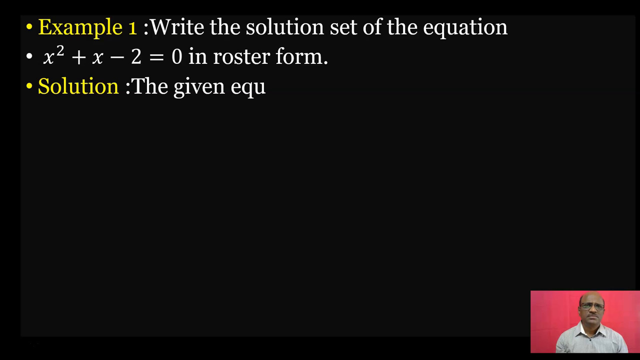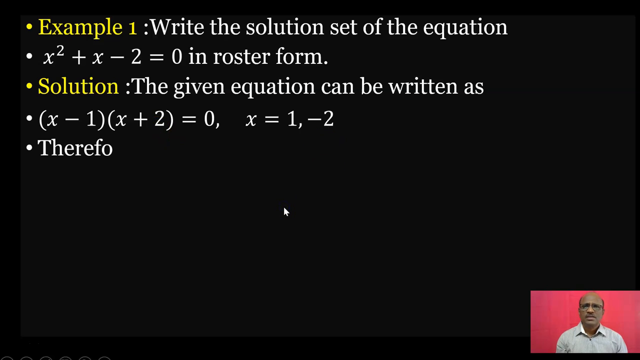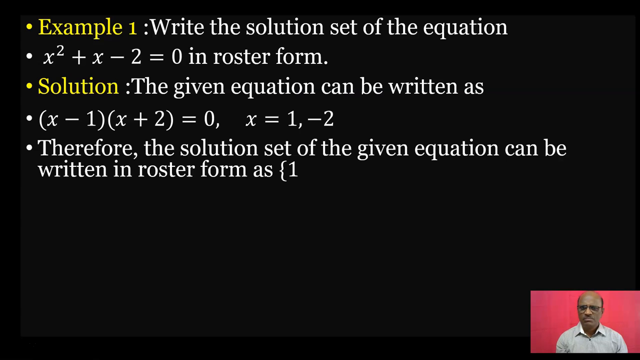Now the solution. The given equation can be written as (x − 1)(x + 2) = 0. Therefore, the factors are x − 1 and the second factor is x + 2. Therefore, x − 1 = 0 and hence x = 1. Second, x + 2 = 0, therefore x = −2. Therefore, the solution set of the given equation can be written in roster form as {1, −2}.